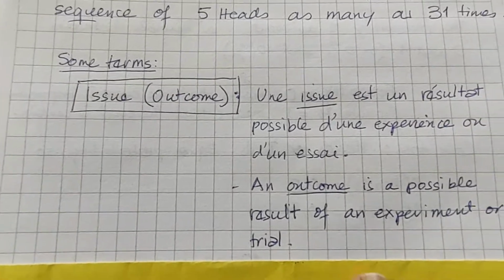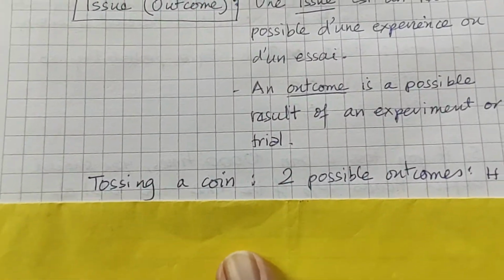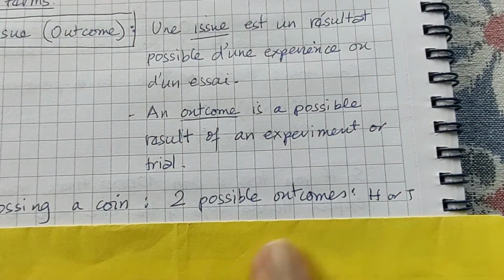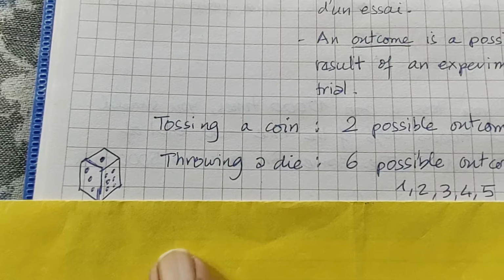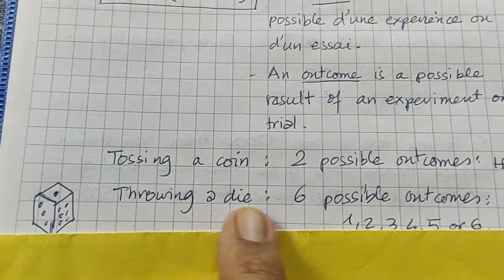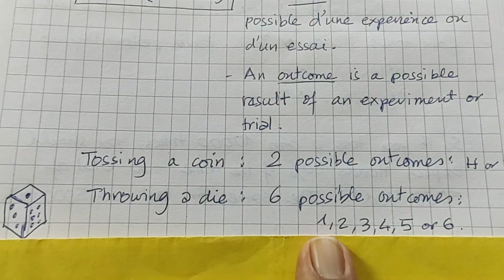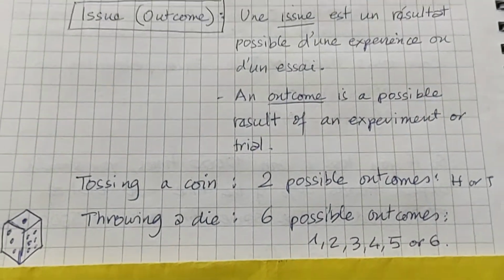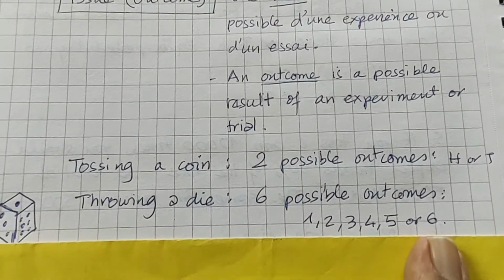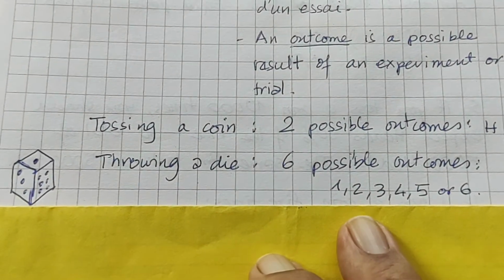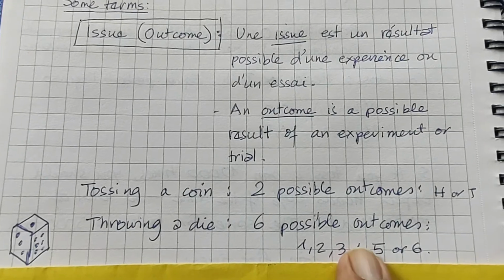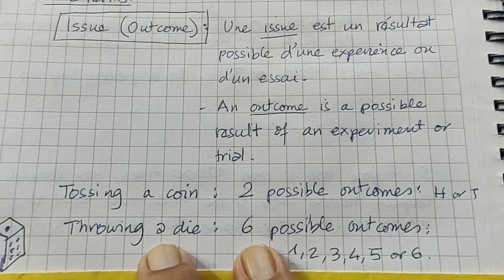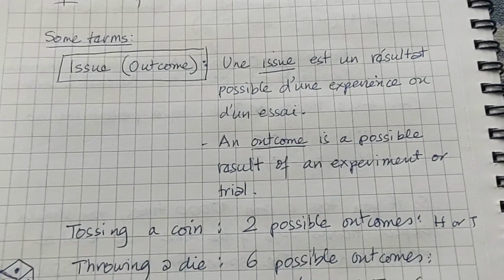Okay, so let's just take a few more examples. This is the one I said, tossing a coin, two possible outcomes, H or T. Throwing a die, now I've even drawn one, six possible outcomes, 1, 2, 3, 4, 5 or 6, correct? You'll only have any one of these six outcomes. You cannot have anything different. When you throw a die, you can have only six possible outcomes.